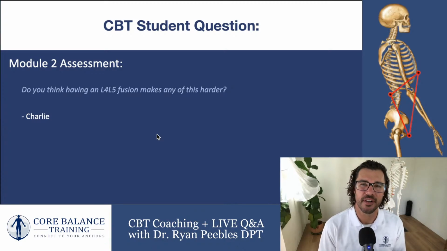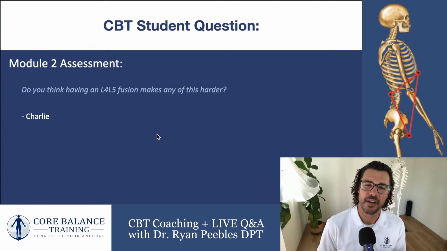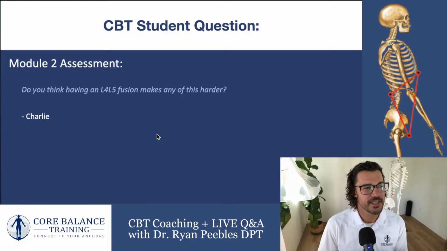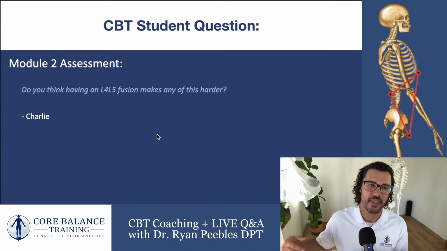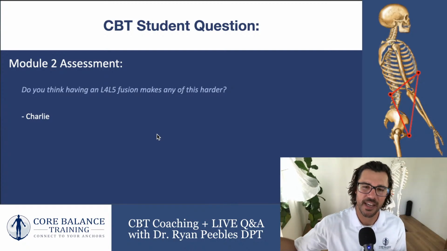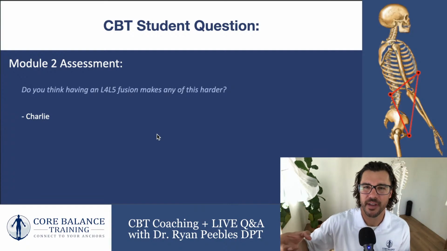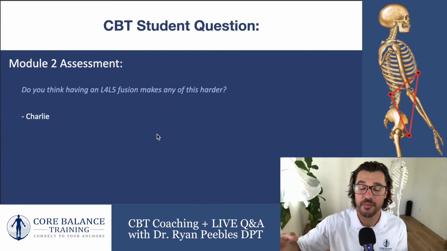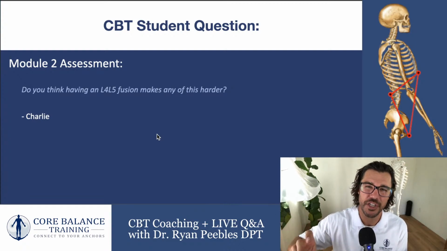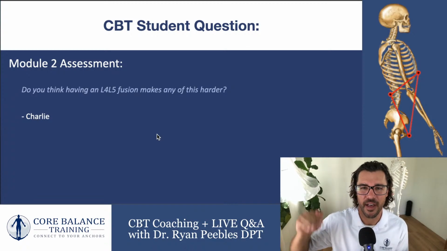Anytime there's a fusion in the lumbar spine, it does have a higher likelihood of other levels taking more movement, taking more stress, because you're removing what was once a lot of movement, especially on a fused level. That level usually moved too much, and so you're taking that away, and so the levels above and below are going to have to compensate by doing more movement.